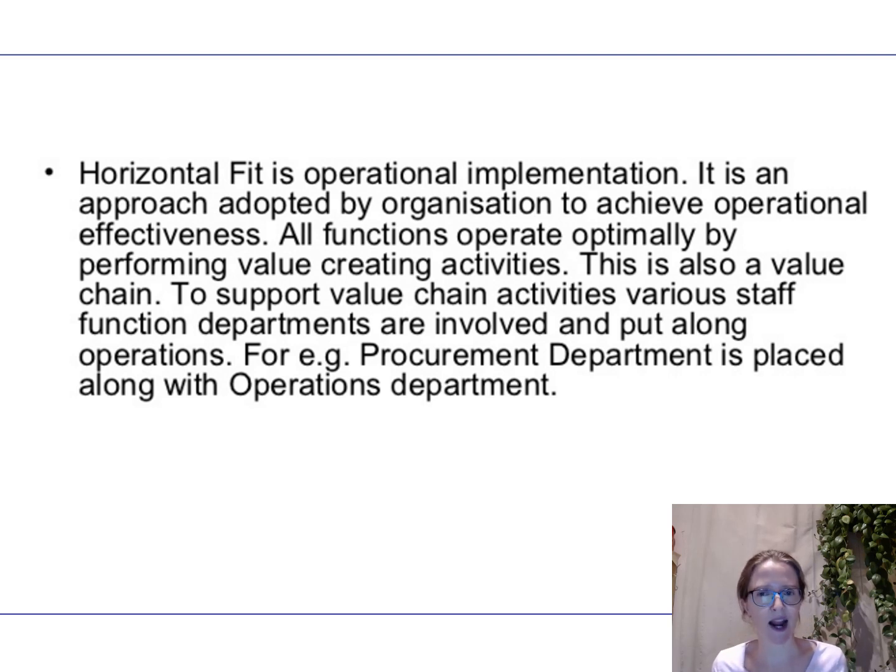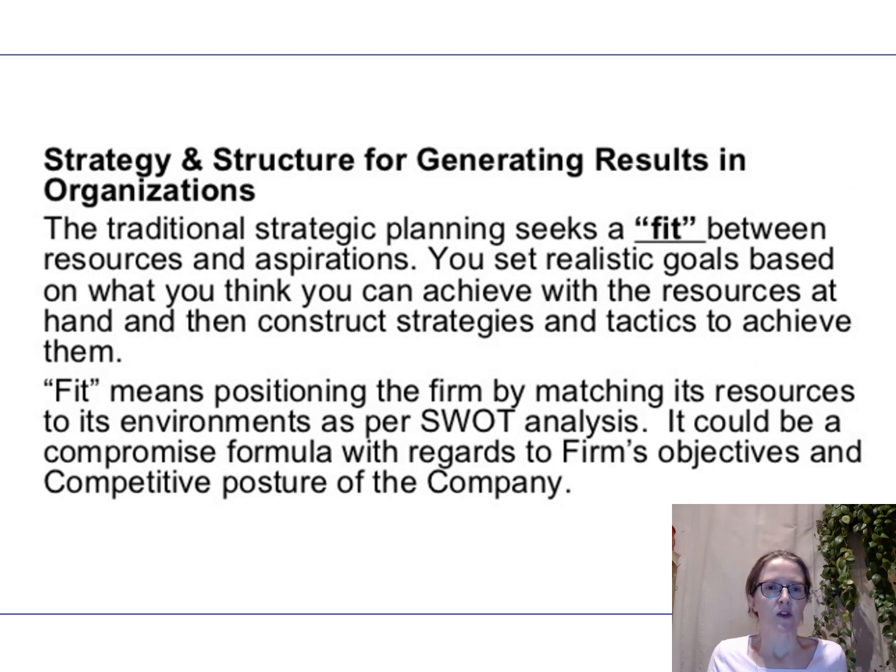To support value chain activities, various staff function departments are involved and put along operations. For example, the procurement department is placed along with the operations department. So what do we need to be aware of? When we're talking about the strategy and structure for generating results in organisations, the traditional strategic planning seeks a fit between resources and aspirations. So we set realistic goals based on what we think we can achieve with the resources at hand, and then construct strategies and tactics to achieve them.